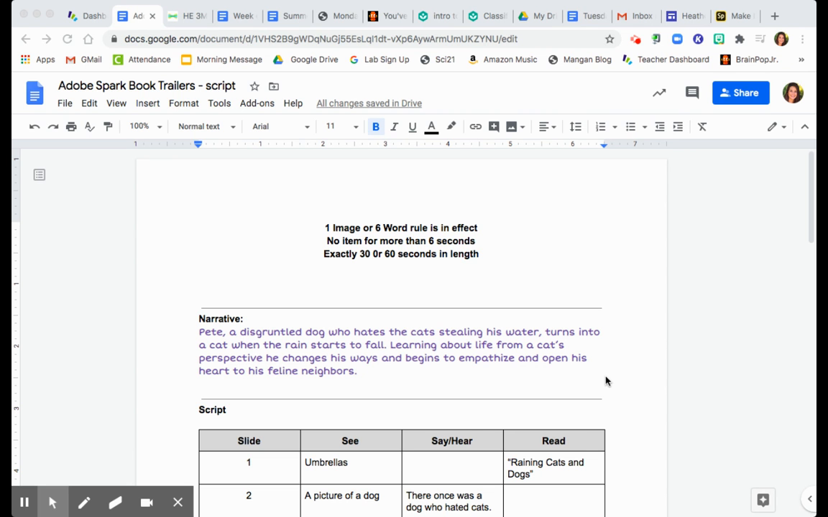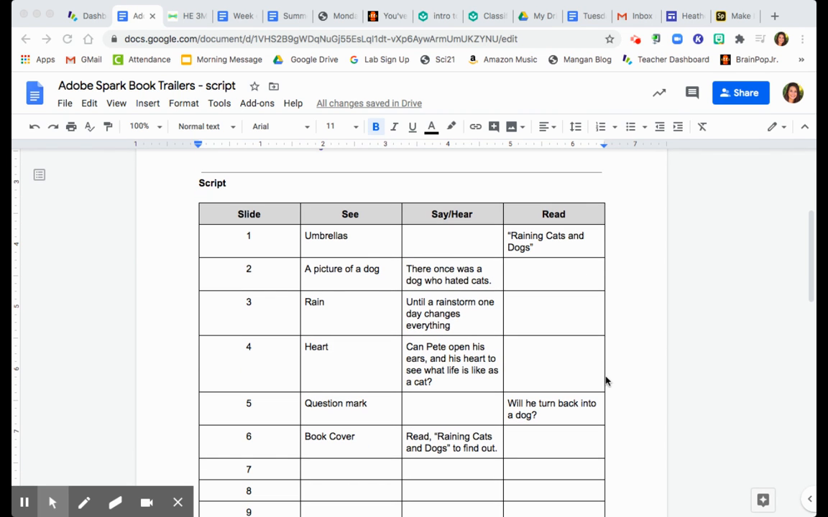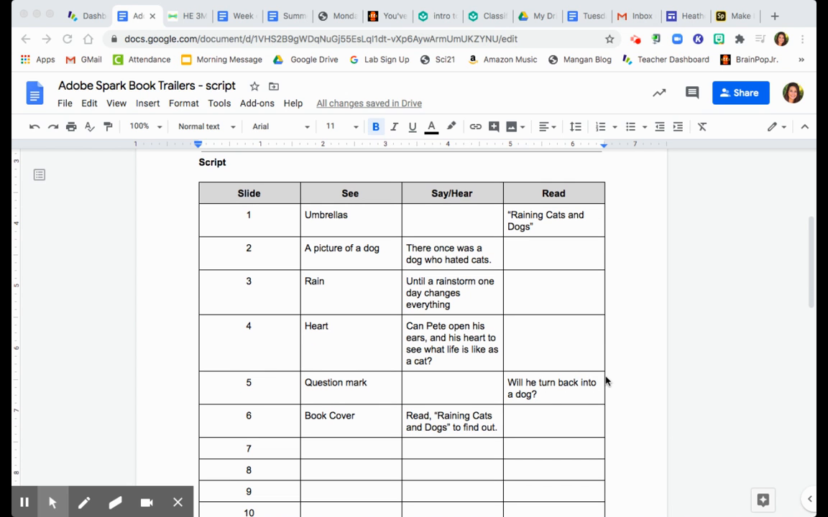So once you've created your narrative, you're ready to start with your script. You'll notice the script has 4 columns. On the far left is the slides. I have about 6 slides. You could probably shoot for about the same amount. Don't go too crazy with slides because remember, we don't want to give too much away. It's just a trailer.